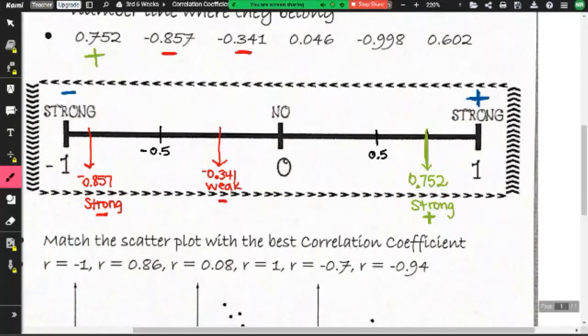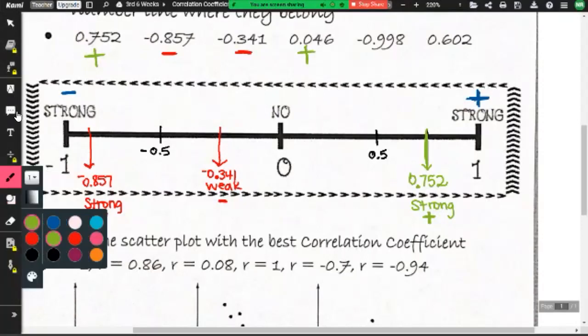Weak negative correlation. The next one. This one's a tricky one because a lot of people see it different ways. 0.046. First thing I notice is that it is positive. And we know it's going to fall on the right side of my scale. On what side of the 0.5? On the left side. But somebody go up there. Don't worry, you won't be on video. Somebody go up there and point to where 0.046 is. Alex.